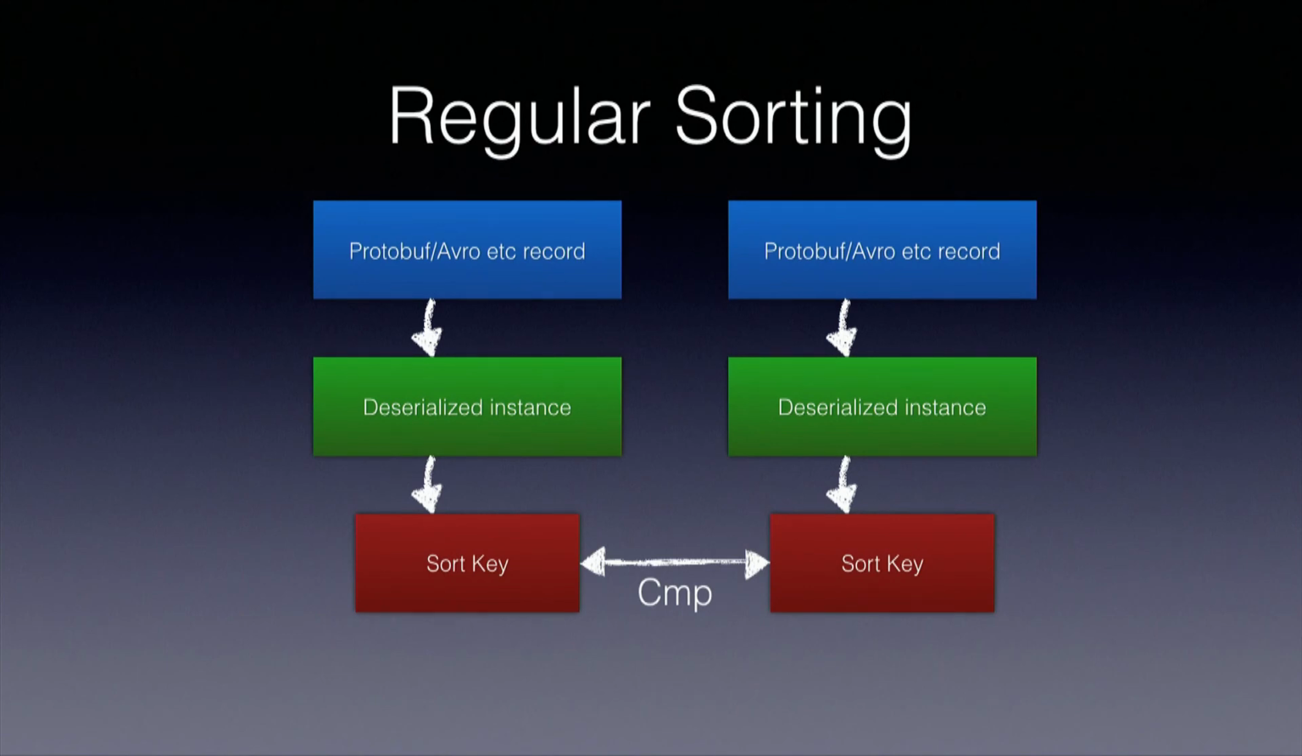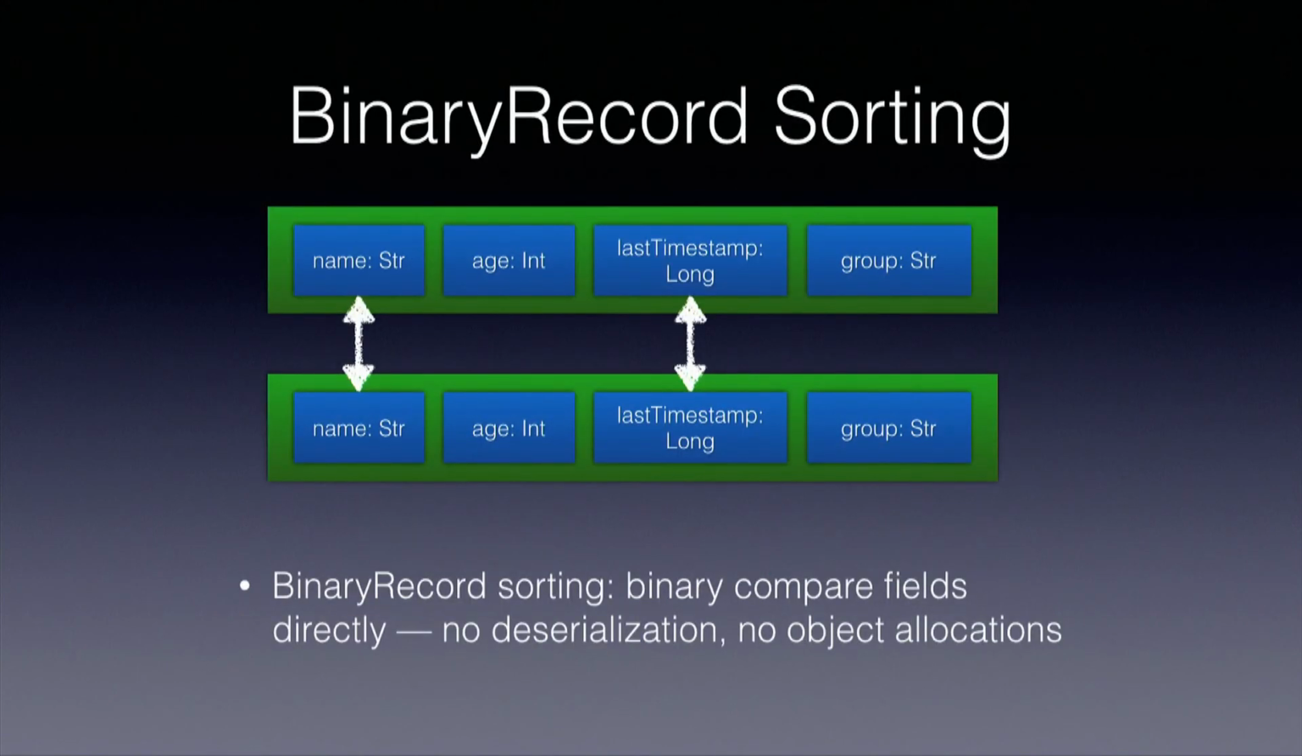With something like binary record, we don't ever deserialize or allocate memory. Other than actually allocating for the binary record itself, like from the network or whatever, what we can do is, for example, if you have a name field and a timestamp field, we just compare those directly in memory, and we don't ever allocate anything. So that's the kind of stuff that you can write to get very high performance throughput.